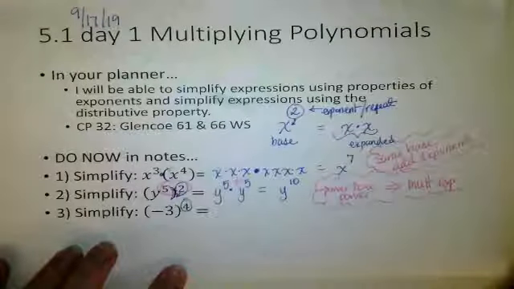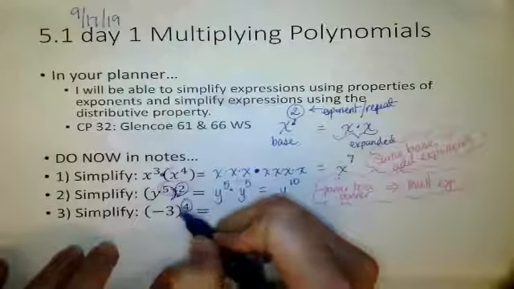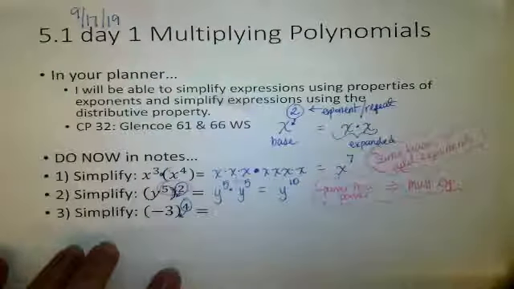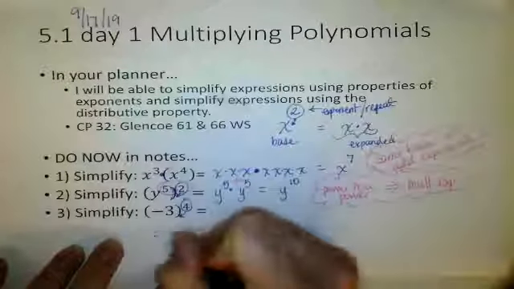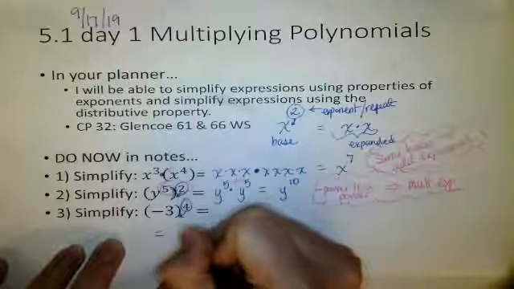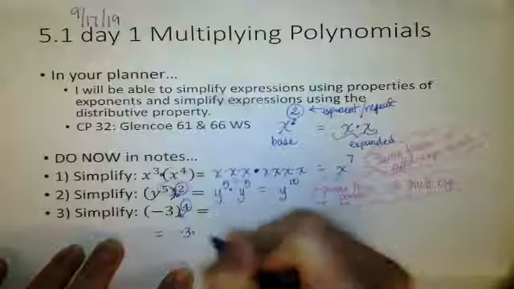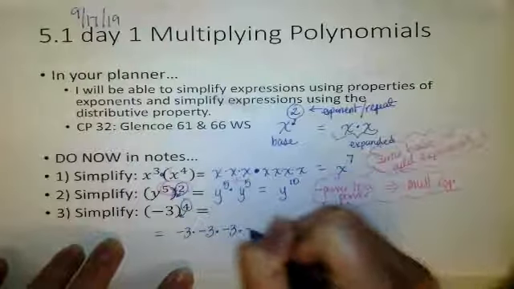The base. What is the base? Yeah, -3. That 4 affects everything in those parentheses. And so it's saying repeat the base 4 times. So if I were to expand that, that would be what? -3 times -3 times -3 times -3.